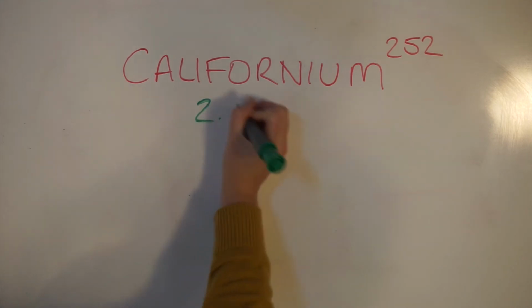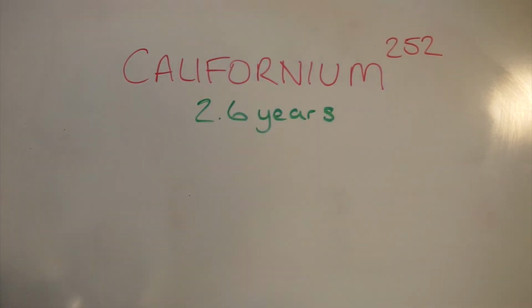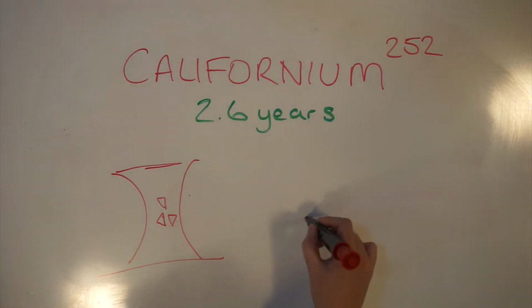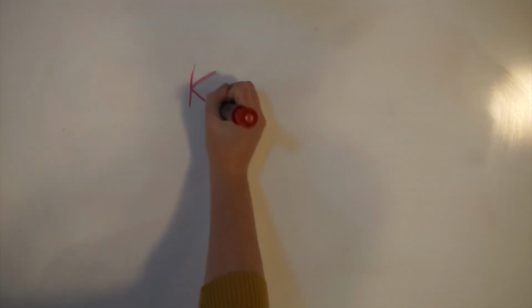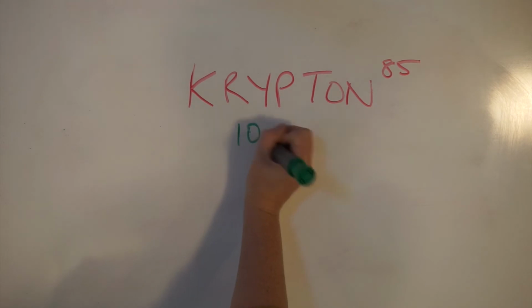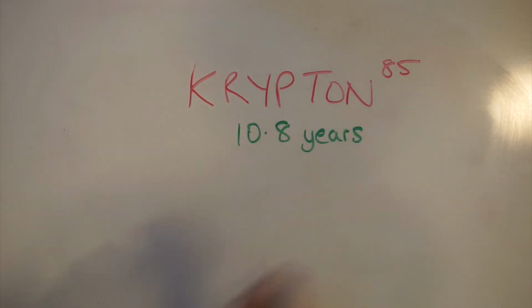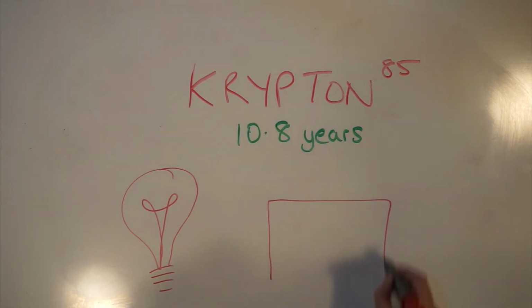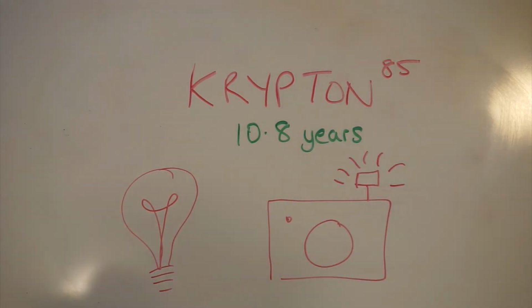Californium-252 has a half-life of 2.6 years, and we use it to start up nuclear power plants and to treat some cancers. Krypton-85, with a half-life of 10.8 years, isn't just Superman's weakness. We use it in some electric and fluorescent lamps and in photography flashlights.